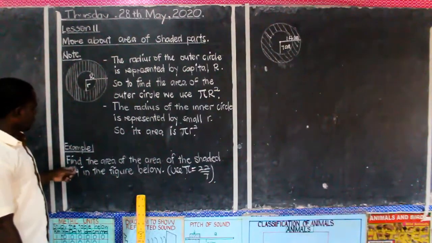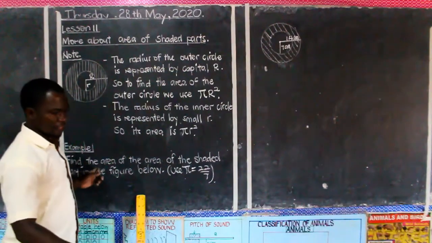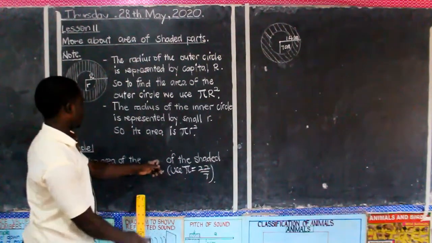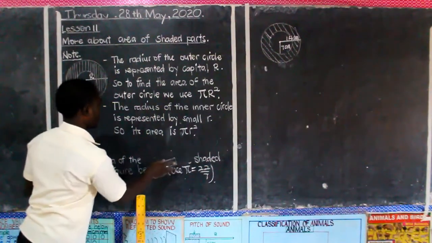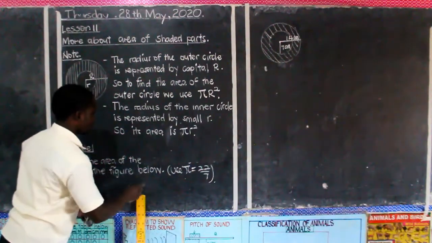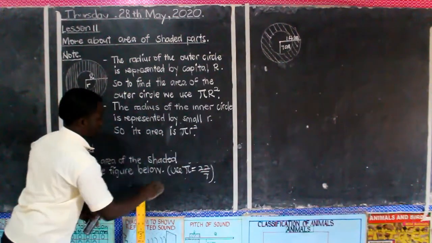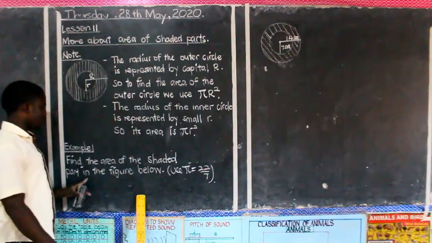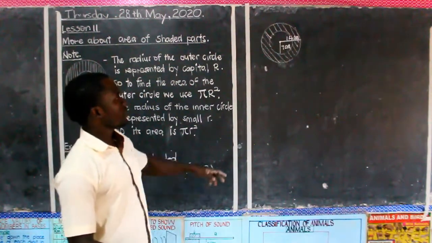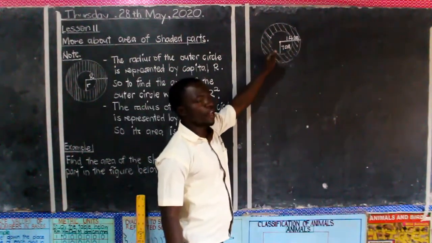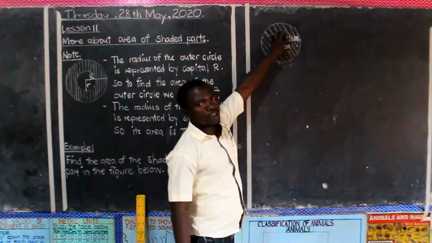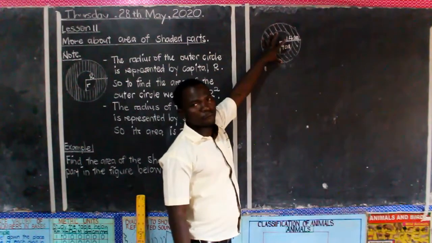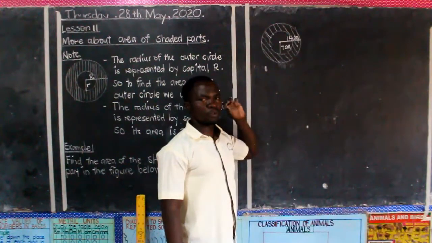Here we have our example one. Find the area of the shaded part in the figure below. Use pi of 22 over 7. Here is our figure. How do we find the area of the shaded part? We shall do like we have been doing. Find the area of the inner figure, find the area of the outer figure. Then you get the area of the outer figure minus the area of the inner figure. The answer you will get will be the area of the shaded part.